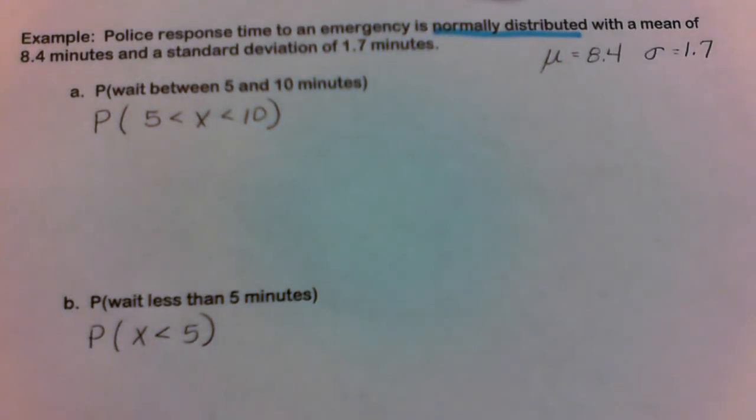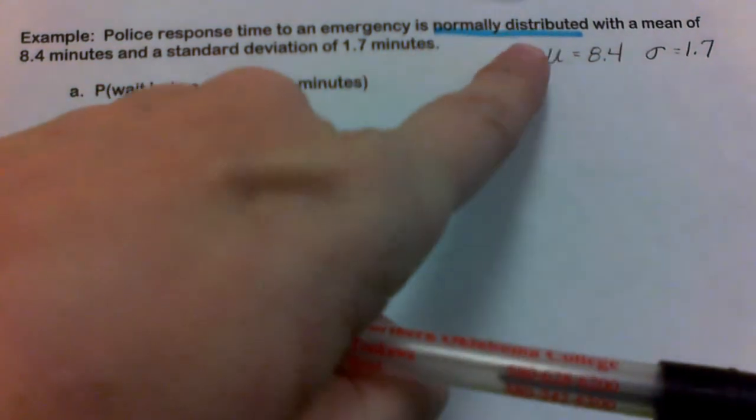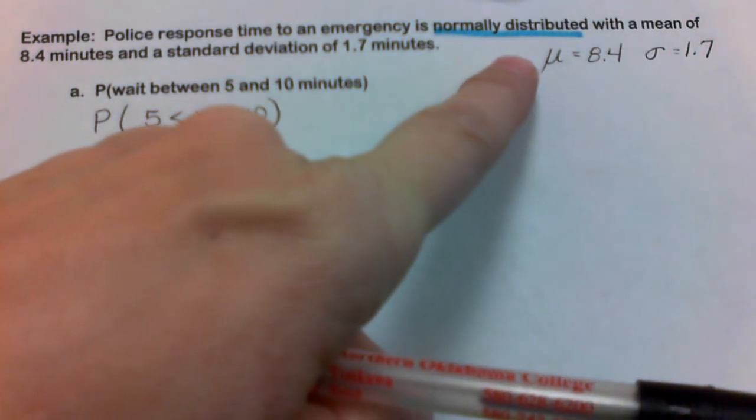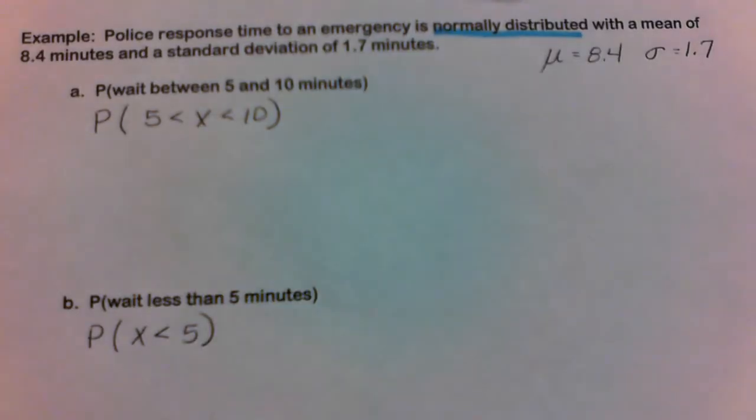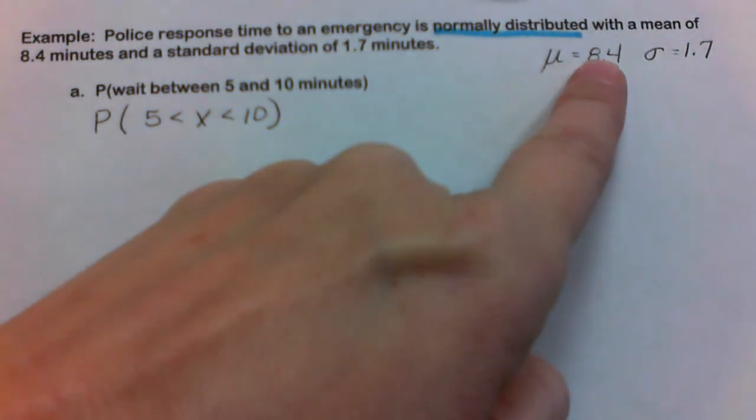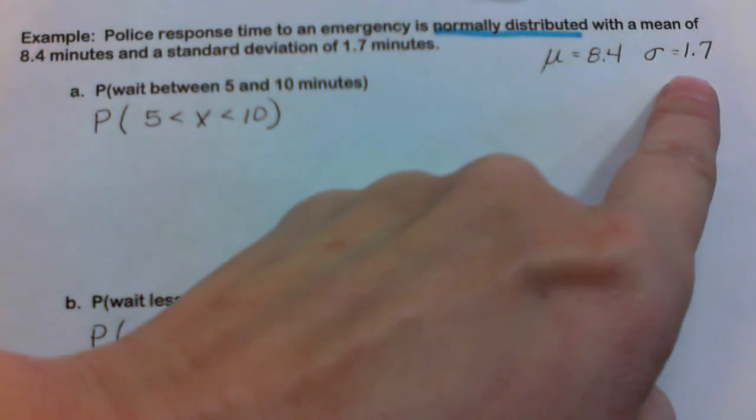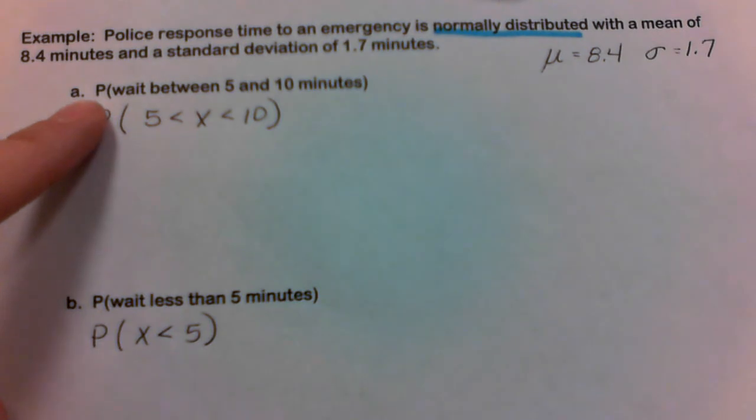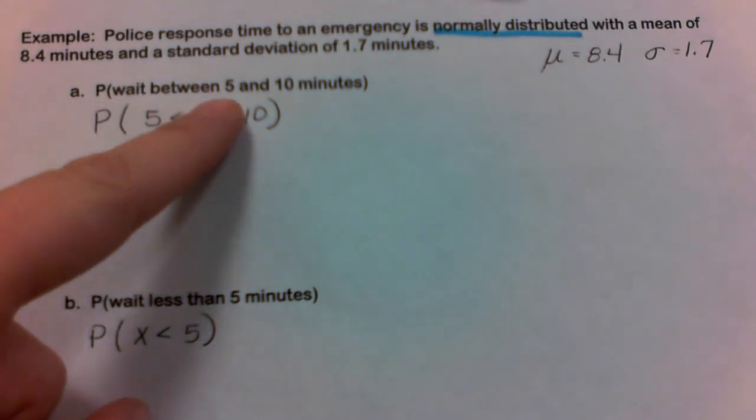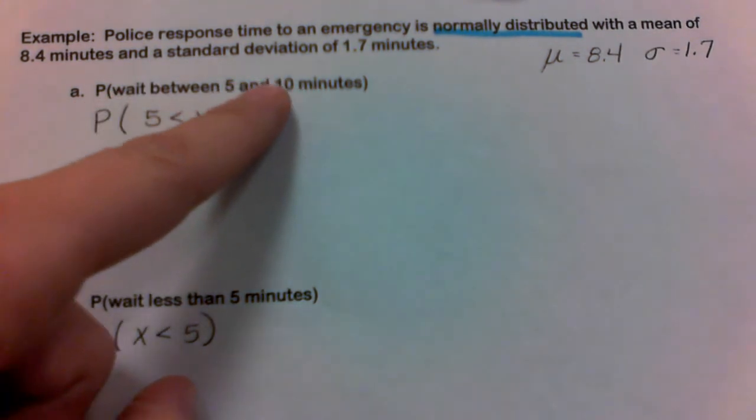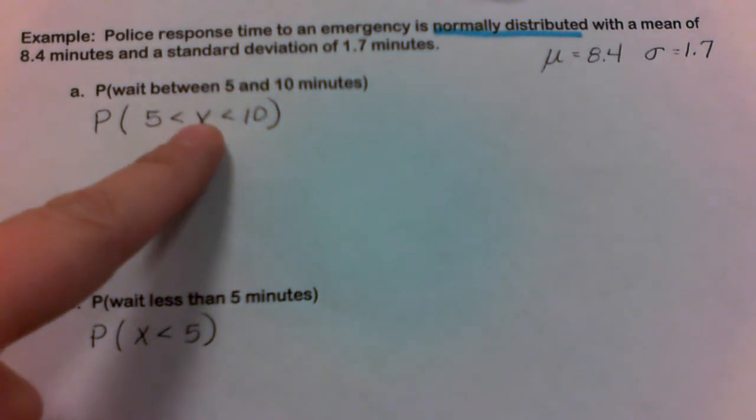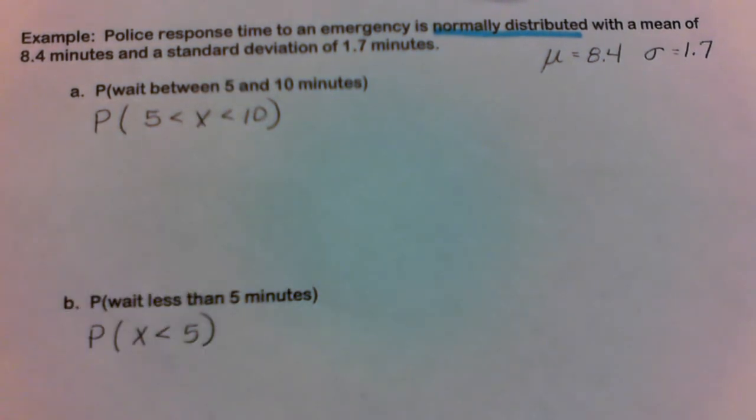Police response time to an emergency is normally distributed, so that means we can use the z-table, with a mean of 8.4 minutes and a standard deviation of 1.7 minutes. And it asks us to find the probability that the wait is between 5 and 10 minutes. This is real life values, so they're x values between 5 and 10. So we are given the x values.